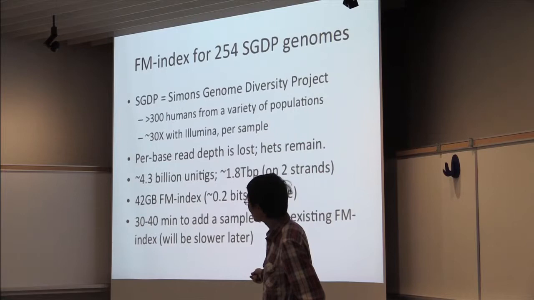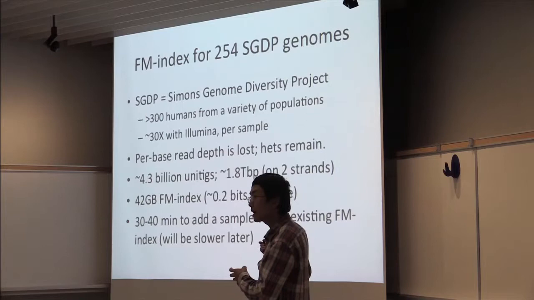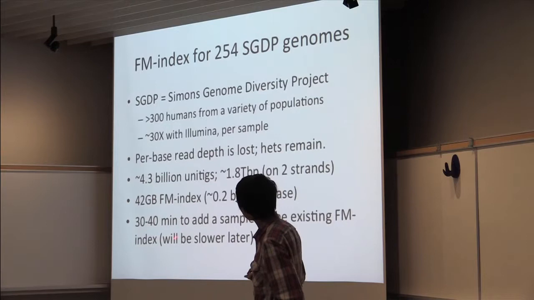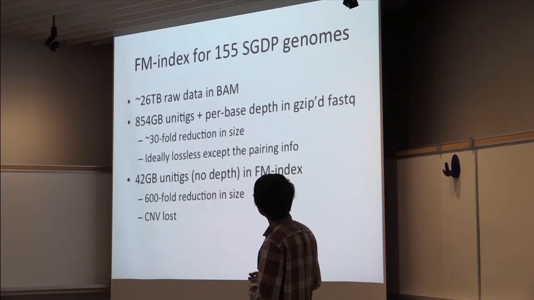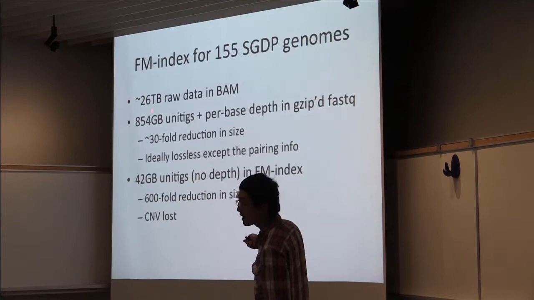If you have this one file, you keep all the 250 genomes in it. That's about 0.2 bits per base. Actually, the title is wrong. It's not 155, that's old data. The new data is 250. This is a number about the 250 samples.